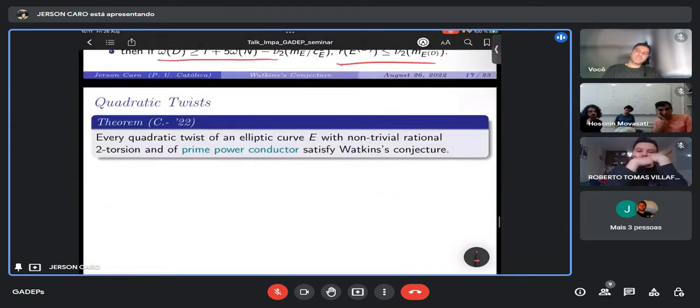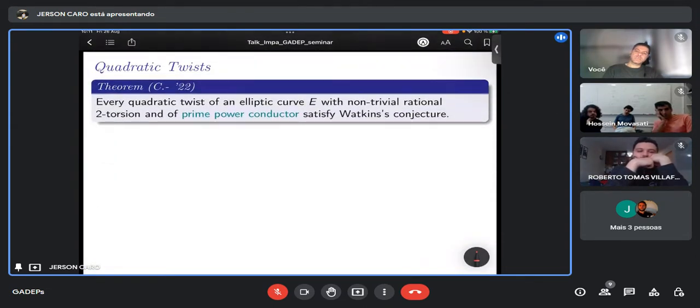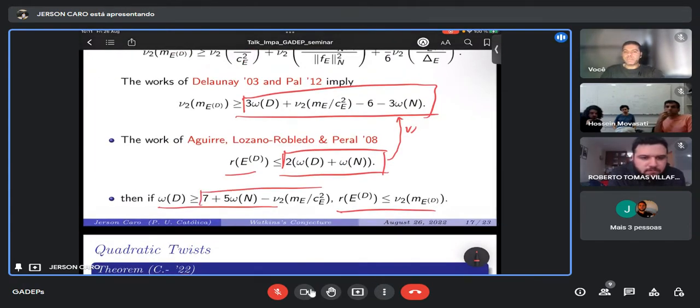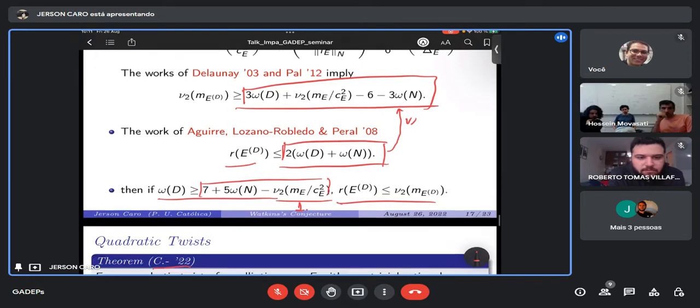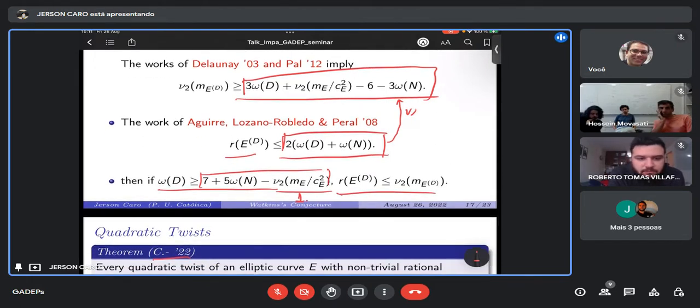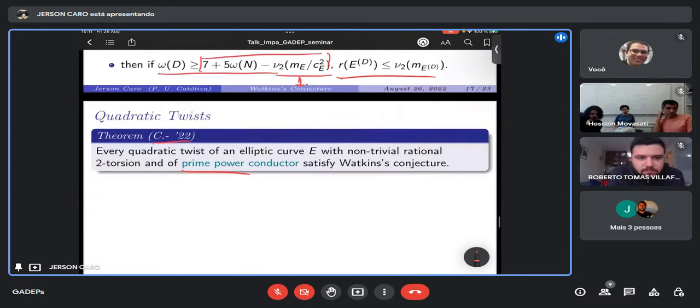Okay, this is this part, and I want to say that in a recent work, I proved that when you start with an elliptic curve with a powerful prime conductor, every quadratic twist of this elliptic curve satisfies the Watkins conjecture. So what I prove is that this lower bound can be replaced by 1. So it says that every d satisfies that omega d is bigger than 1. So that's the point.